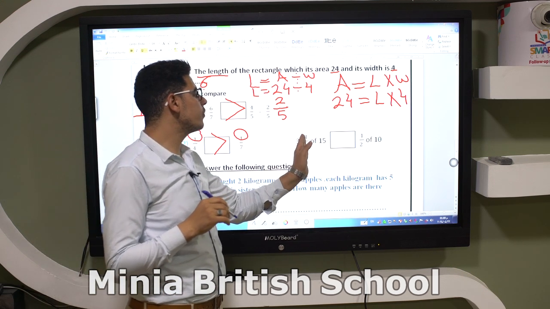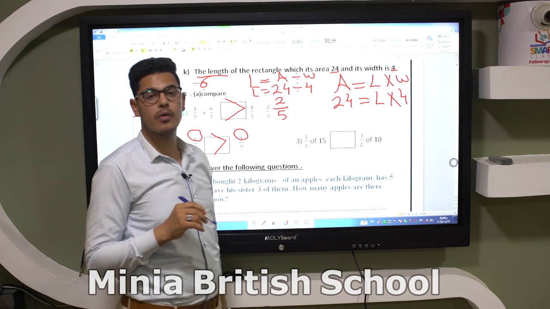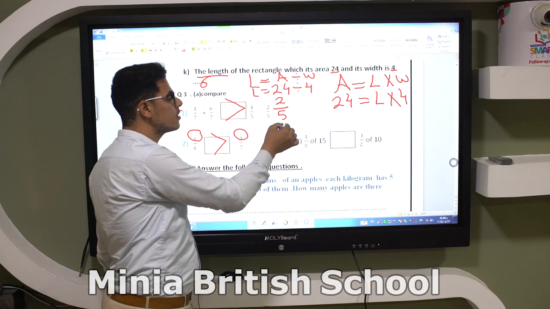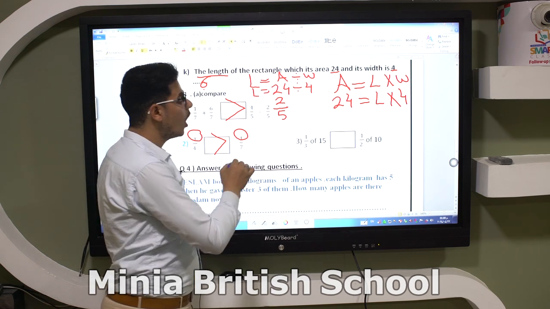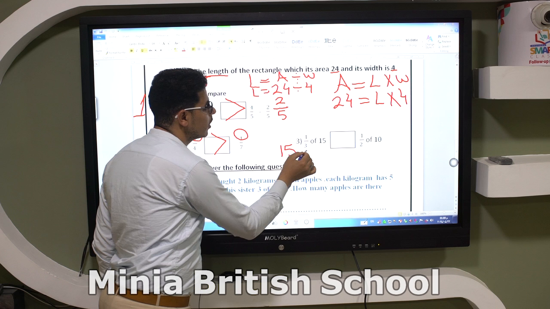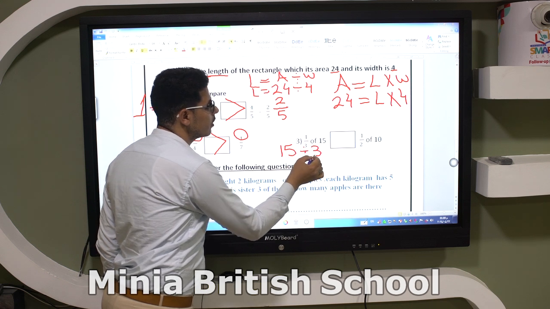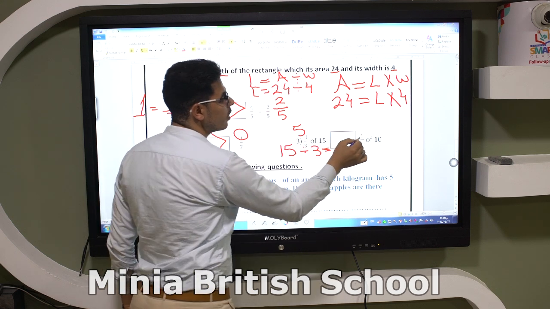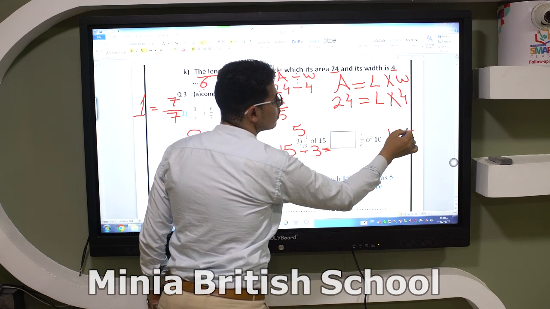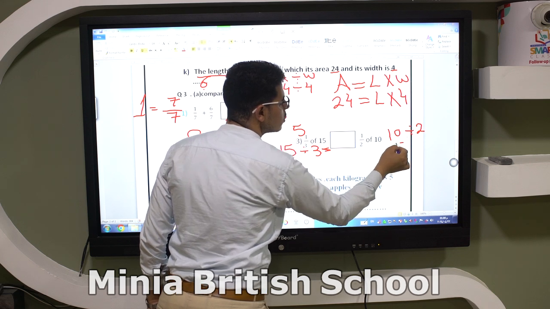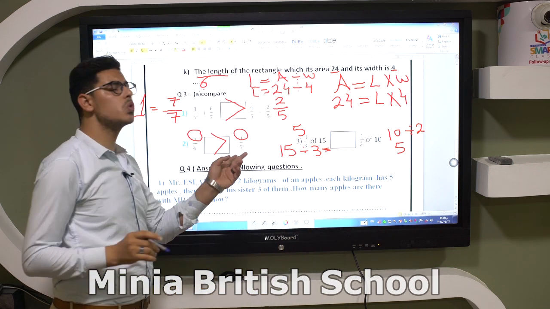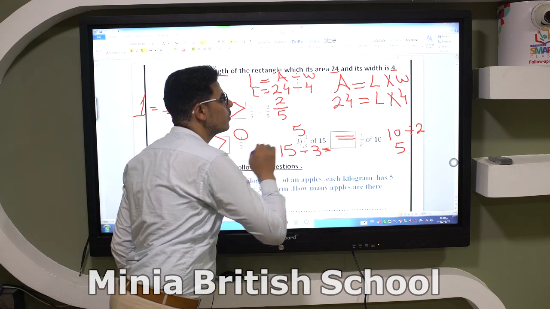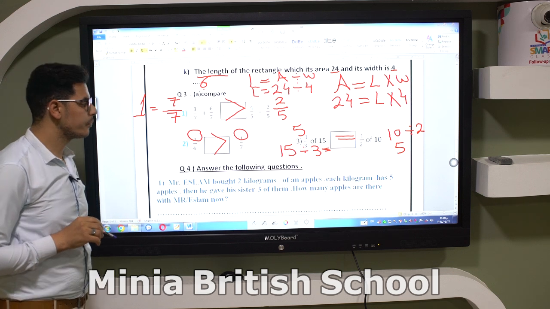Here, a third of 15 or half of 10. Let's see the first one. How can I answer? A fraction of a whole, I will say 15 divided by 3. It will be 5. And here, it will be 10 divided by 2, equals also 5. So the two sides are equal. So here, I will write the sign of equality.